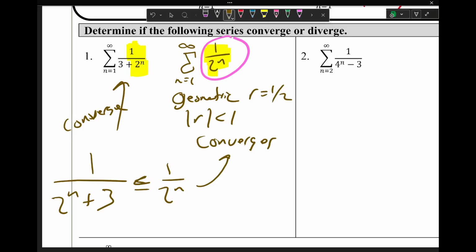Now again, if you can't see the 1 over 2 to the n to compare it to, again, that is going to be the hardest part. Even after all of this practice today, that's going to be the part that can be a struggle at times. But what do you think we should compare it to in question 2? 1 over 4 to the n. Okay, and 1 over 4 to the n, does that converge or diverge? Converges, it's geometric. You'd be multiplying by 1/4 each time.